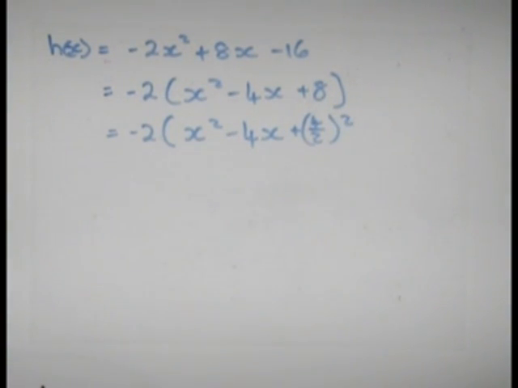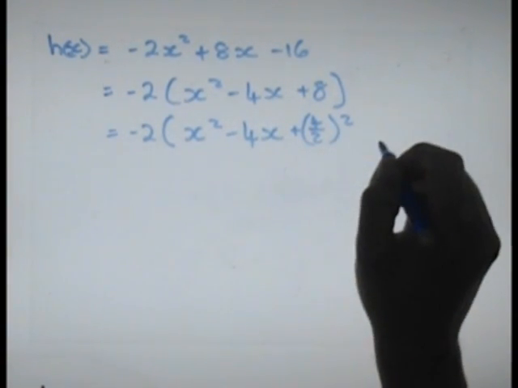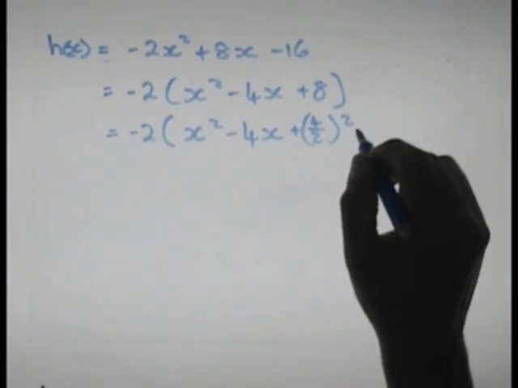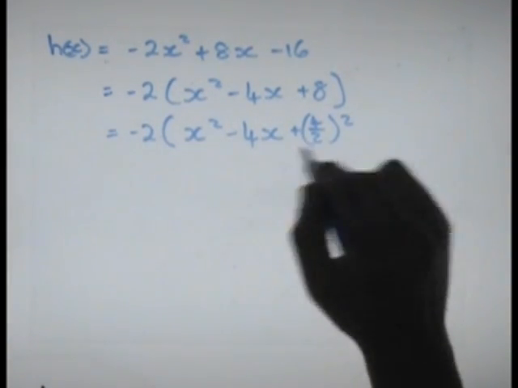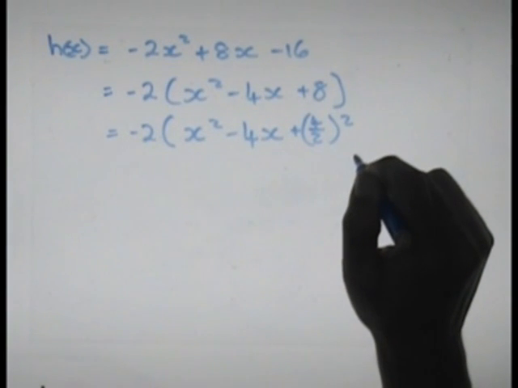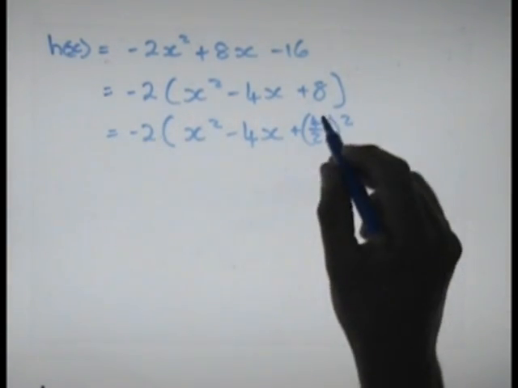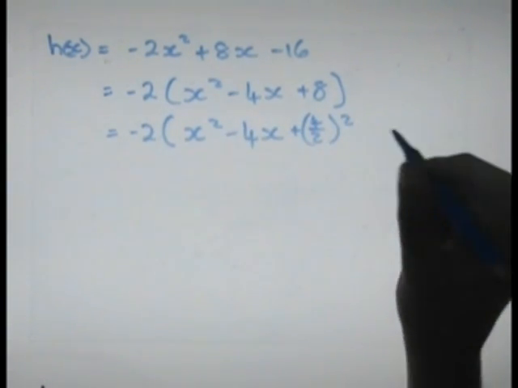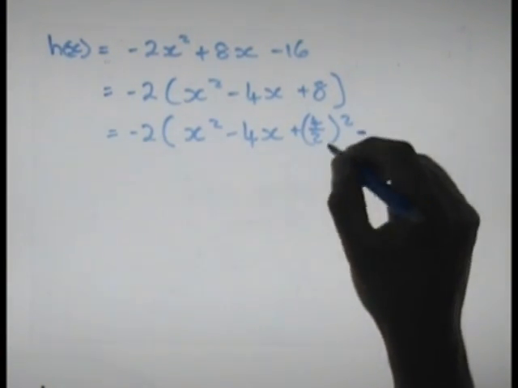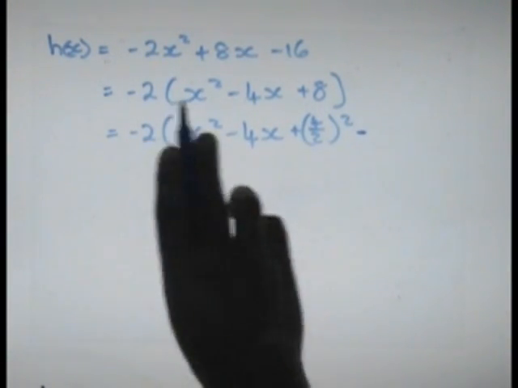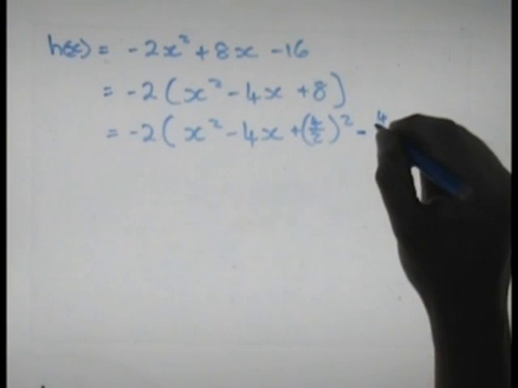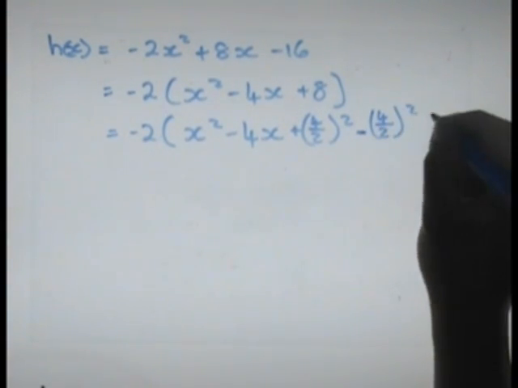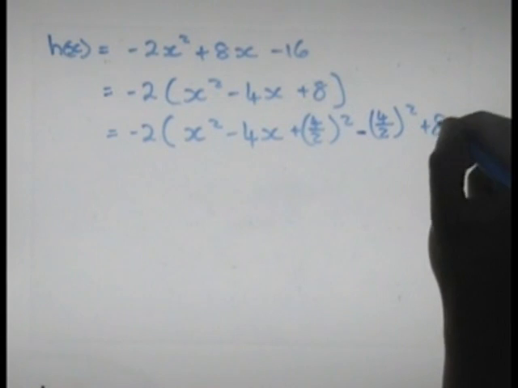Now you will remember in one of the previous algebra tutorials we did cover completing the square. If you haven't gone through it, or if you are unfamiliar with this, please go through that first before progressing on with this example. We've added (4 over 2) squared. Because we've added it and we don't want to change the expression, we're going to then subtract (4 over 2) squared, plus 8.